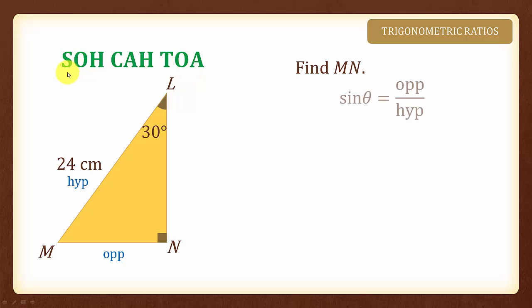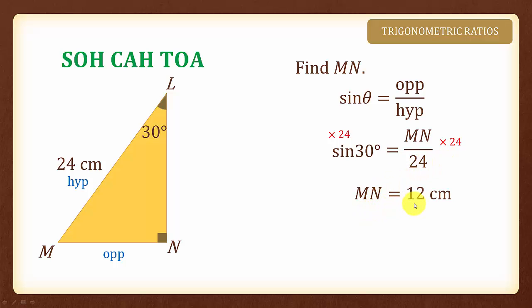Yes, we should use sine theta equals opposite over hypotenuse. Let's now substitute in the values. Theta is equal to 30 degrees, and on the left hand side, we will have sine 30 degrees. On the right hand side, the opposite is MN, while the hypotenuse is 24. To solve this, we need to multiply 24 on both sides, and we will have MN equals 12 cm. Here, we have used the trigonometric ratios to help us to find the length of a right-angled triangle.